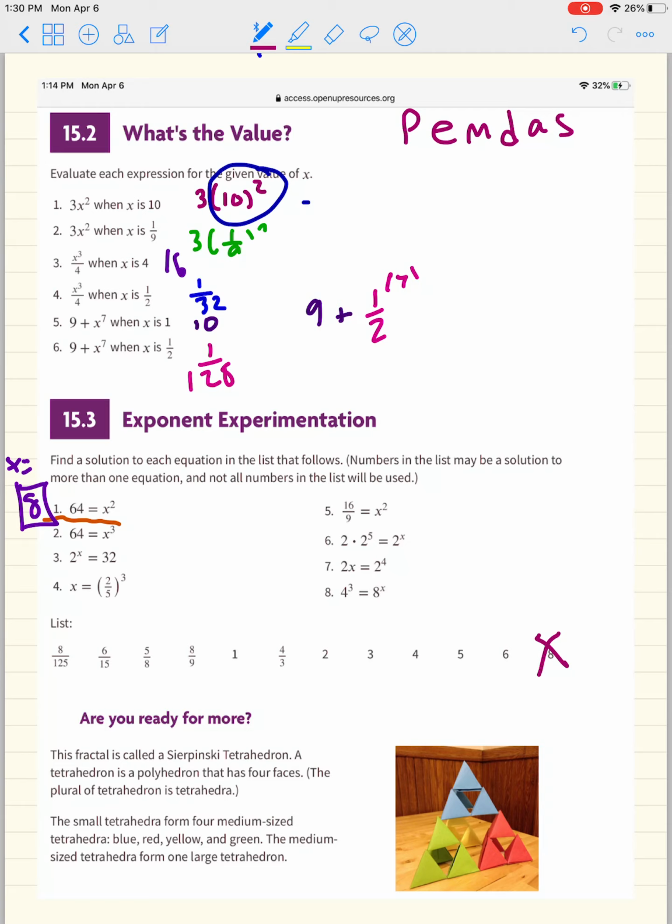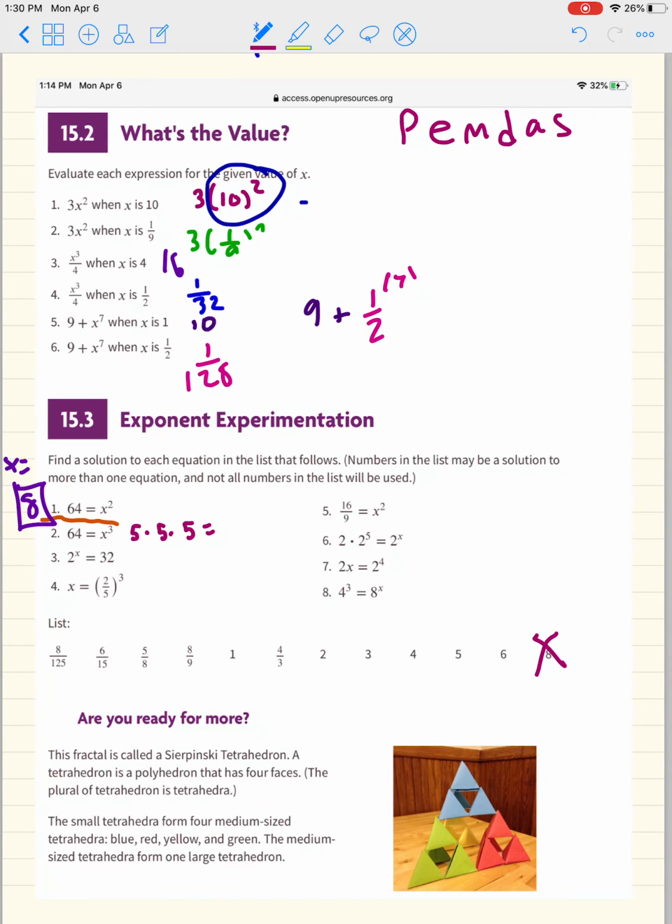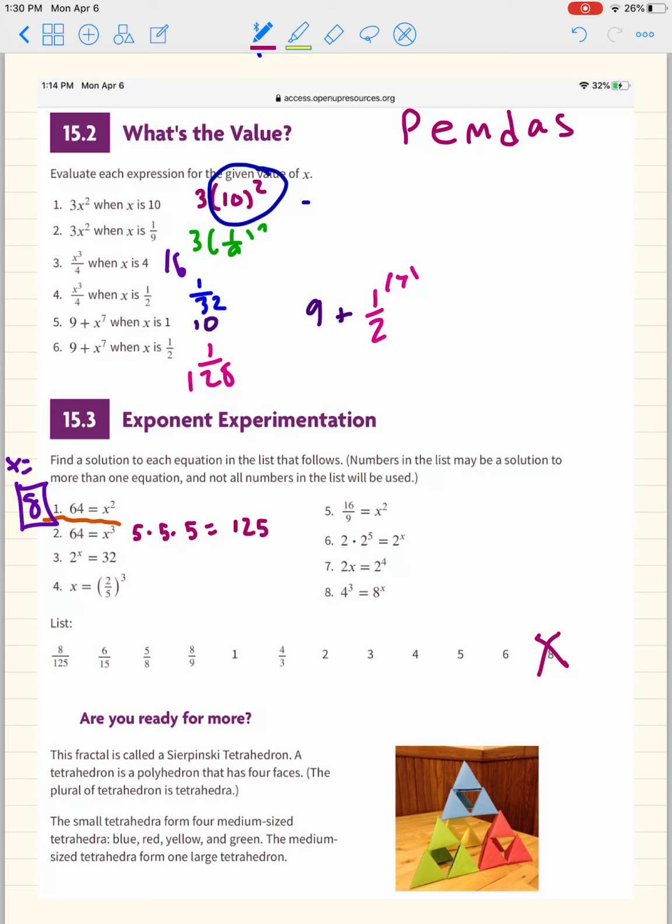64 equals x cubed. Okay, I know that this has to be much smaller than 8 because we did x squared above. So let's try 5. If x was 5, we have 5 times 5 times 5. 5 times 5 is 25. 25 times 5 is 125. So that definitely did not work. Let's try smaller. Let's try 3. 3 cubed is 3 times 3 times 3, which is equal to 27. So that didn't work either.